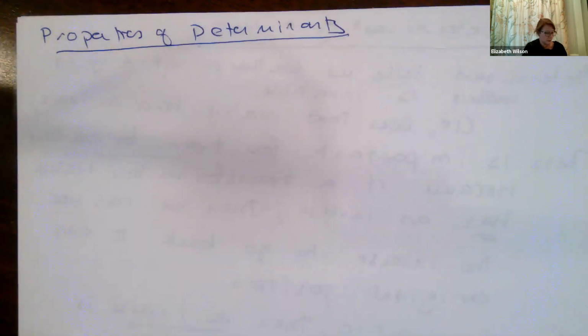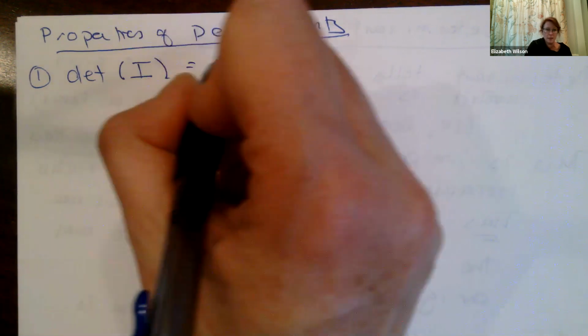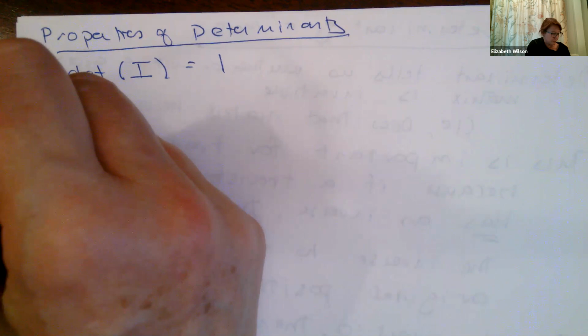So some properties of determinants that we want to keep in mind. The first property: if I take the determinant of our identity matrix, that's equal to 1. Very helpful to know. It'll save you having to do it.